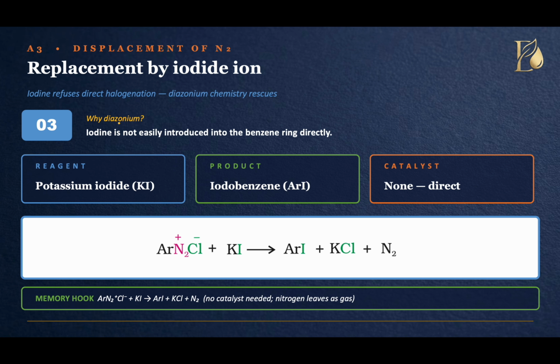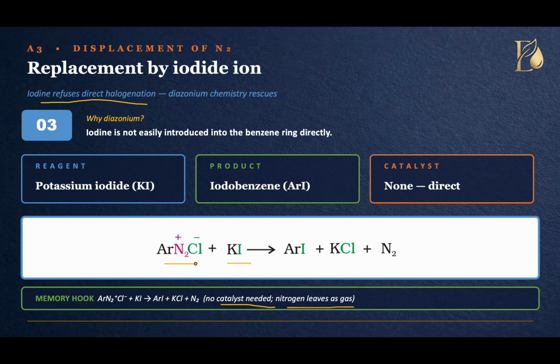Now let's talk about introducing iodine into the benzene ring. Basically, direct iodination of benzene is not very effective, but diazonium salts provide a simple solution. When a diazonium salt reacts with potassium iodide, the diazonium group is replaced by iodine without the need of any catalyst. So this is a very important reaction in synthesis because it is very difficult to introduce iodine. It refuses direct halogenation. But diazonium chemistry can avoid these problems simply without any catalyst. That is the important part. No catalyst needed. Nitrogen leaves as gas by reaction with potassium iodide.